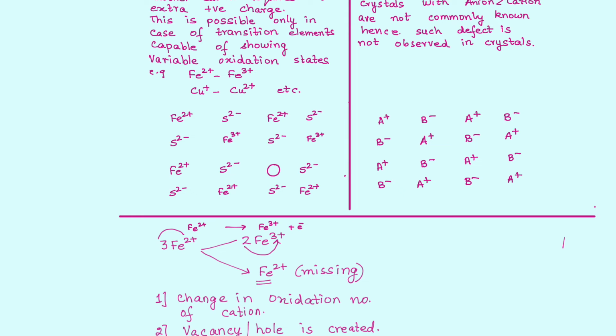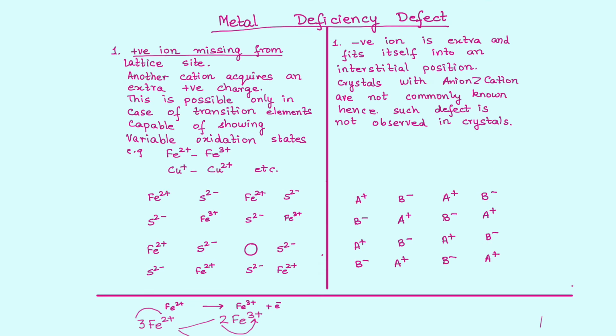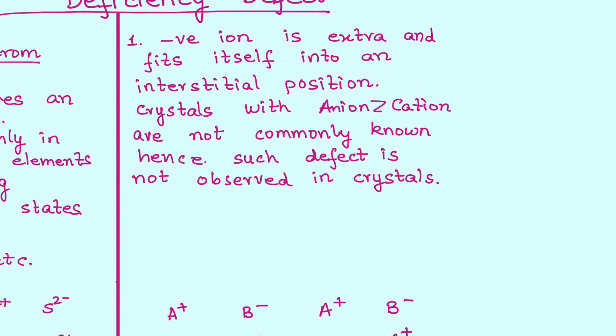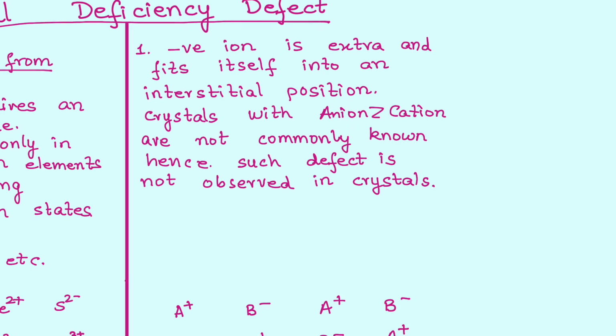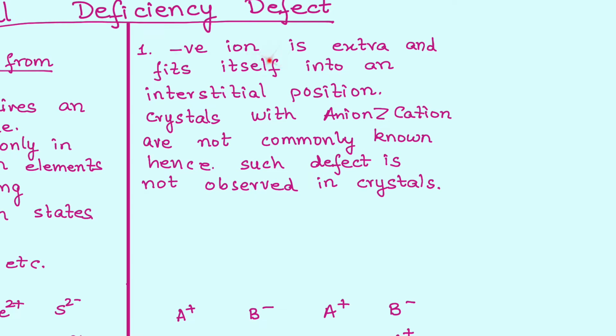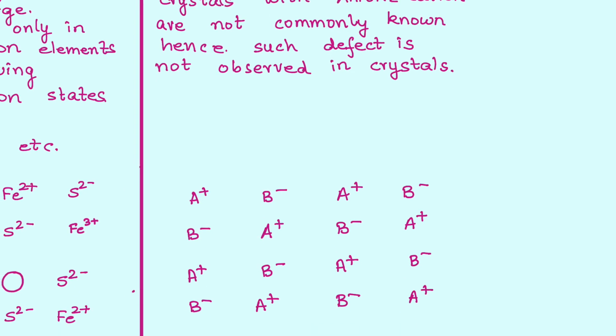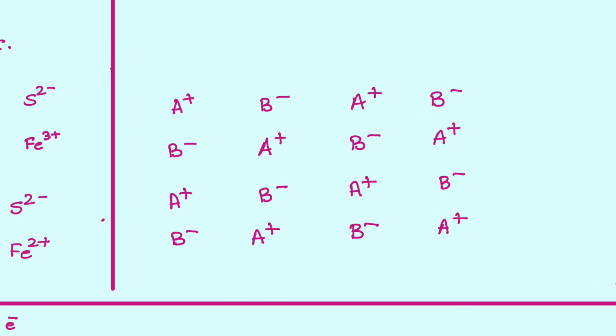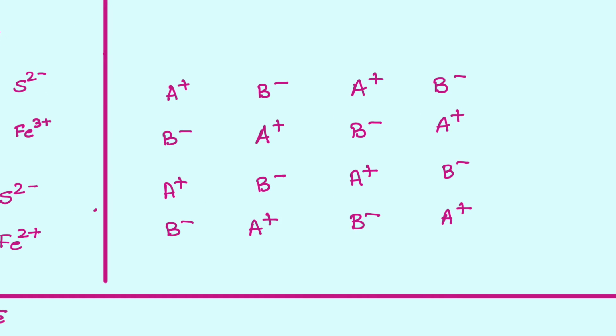Okay. Now let us see the other possibility. The second possibility is where the negative ions are extra. So there were some new girls joining into the class. So here the negative ion is extra. Now if it is extra, we have a fixed number of places in the class, right? Each student is occupying their designated place. So if these new girls are coming in, they will have to find and fit themselves in some intermediate position.